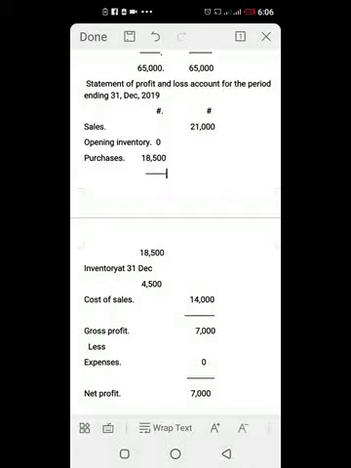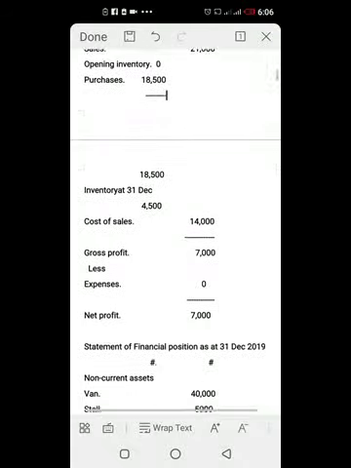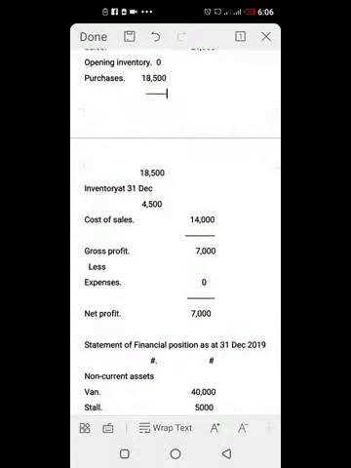The company was just starting, so there was no inventory. So the opening inventory was 0 naira. Purchases 18,500 naira. If there was an inventory, we would have added the inventory to purchases, but since there is no inventory, it will still give us 18,500 naira as goods that we purchased that year.